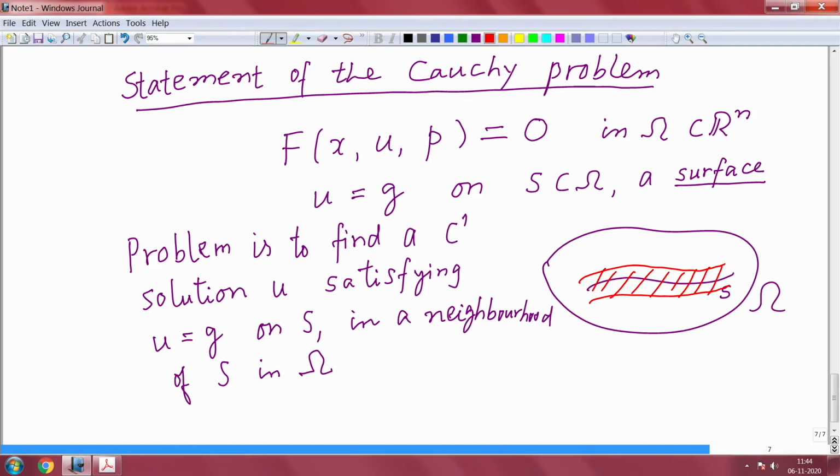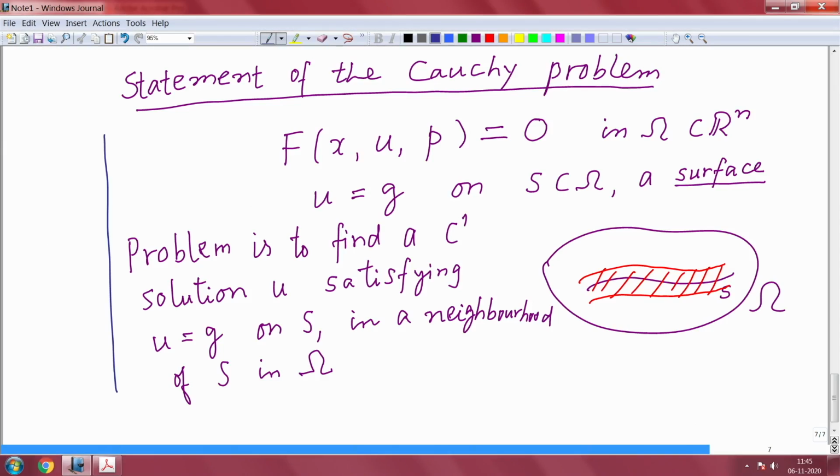So, even for the linear case, for example if omega is R n, we may not be able to find a solution in the entire region R n. So, there are some restrictions and this is the most general statement, and obviously we need to have some restriction on S. In this setup any arbitrary surface will not allow us to find a solution of this Cauchy problem.